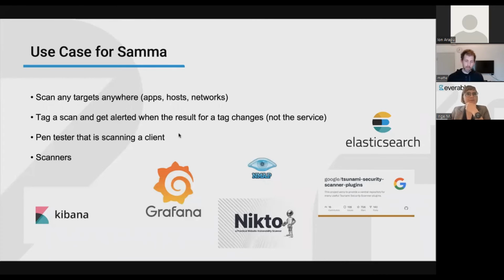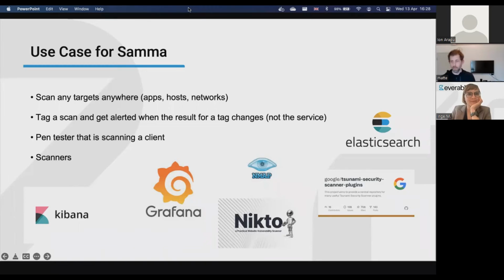Of course, I said before that Samma is not a scanner, but it starts many scanners. And the scanners that we have are just basic open source scanners. Nmap is of course used. Nikto is also used here. And Tsunami is one of the free scanners that we have running today. And I think you all have seen them before. Nmap is a great network port scanner. Nikto is a web application scanner. And Tsunami is Google's latest open source scanner. Yeah, so those are the main use cases for Samma, but I think you can use it for anything. You can start scanners, and then you get the results into Elasticsearch, which means that you can search for it.